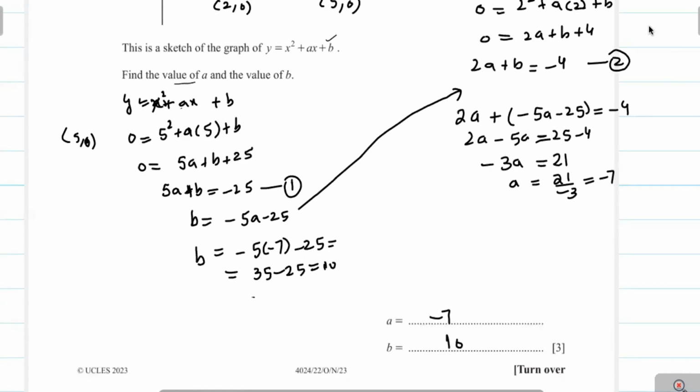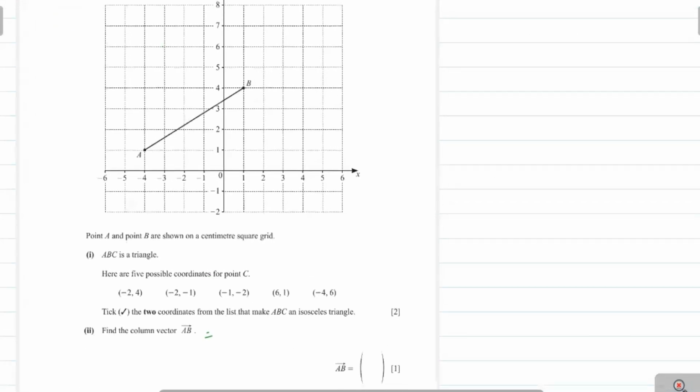This is the answer. Question number 7, part A. Points A, B are shown on a centimeter square grid. ABC is a triangle. Here are 5 coordinates for point C. Take the 2 coordinates from the list that make ABC an isosceles triangle.